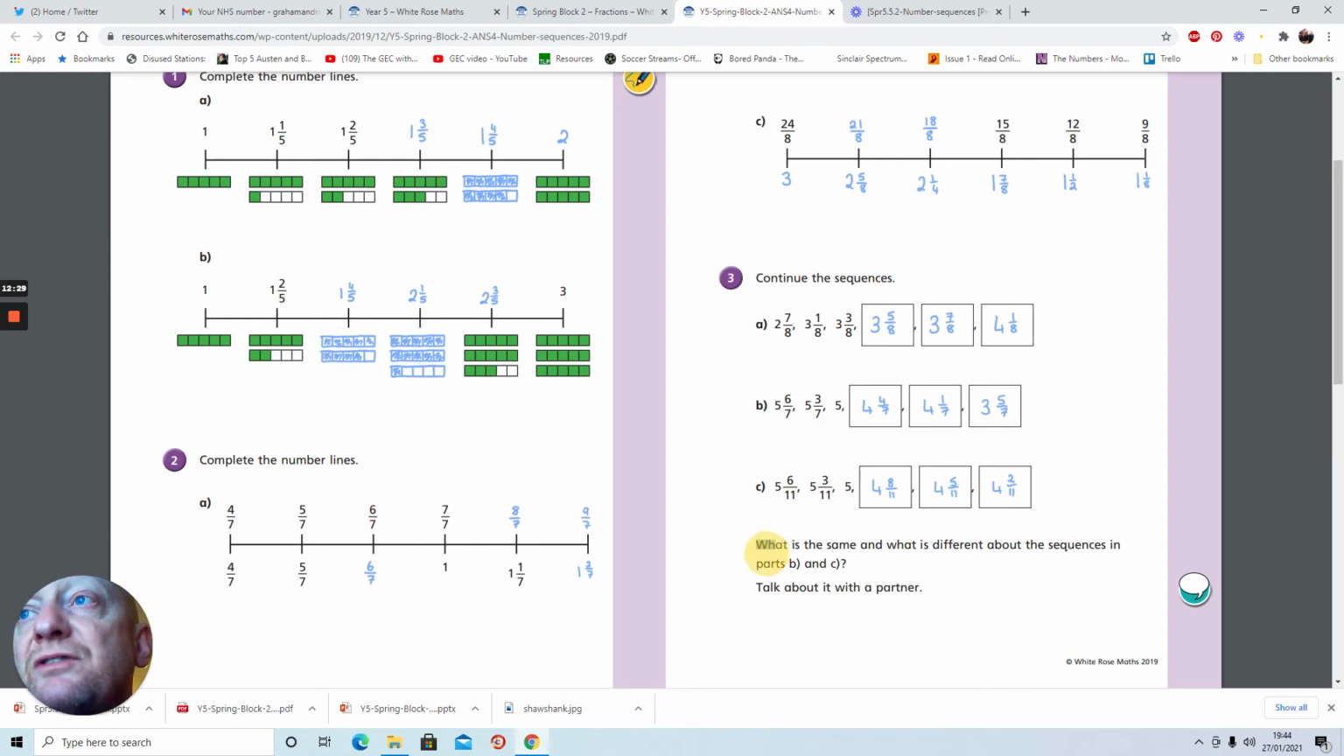And then there's a little question here that says, what is the same, what is different about the sequences in part B and part C? And what's the same is, actually, they both start off with 5 as the whole number. They also both start off with 6/7 and 3/7, so they're going back in the same number, but, of course, what's different is the denominator is different.